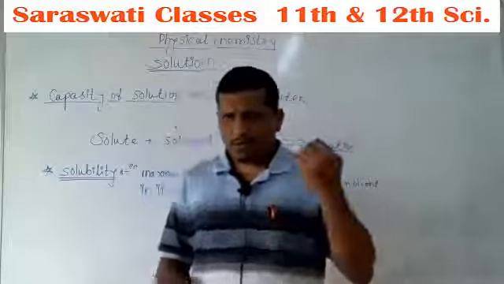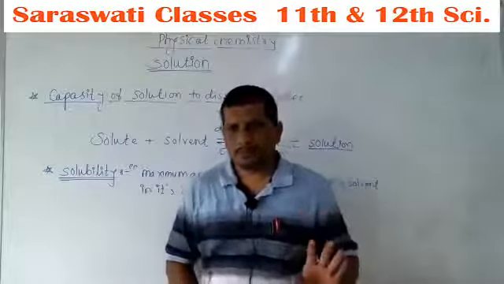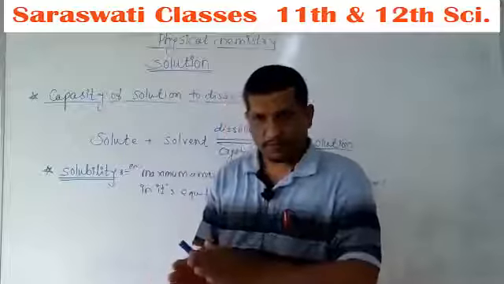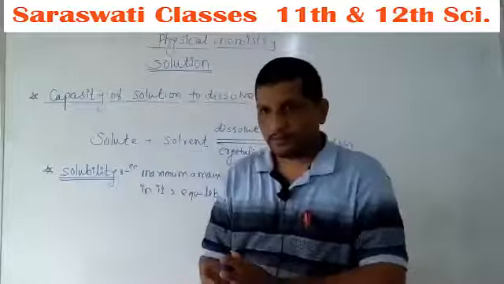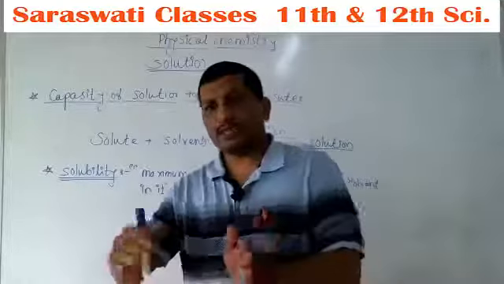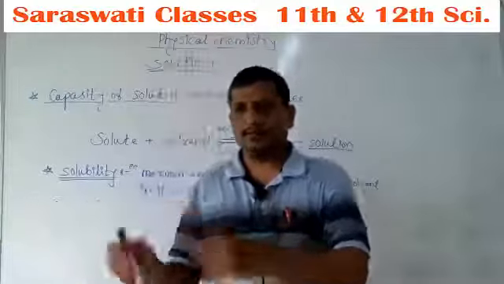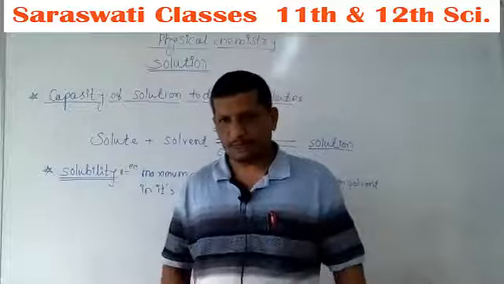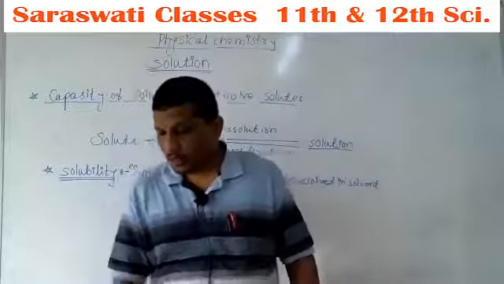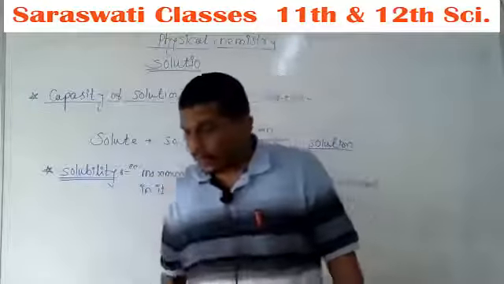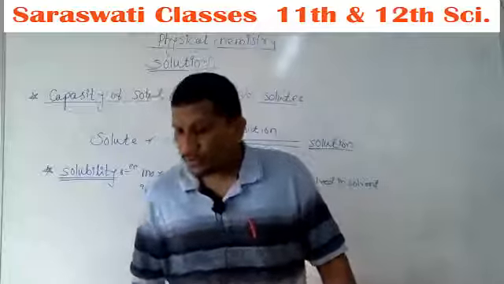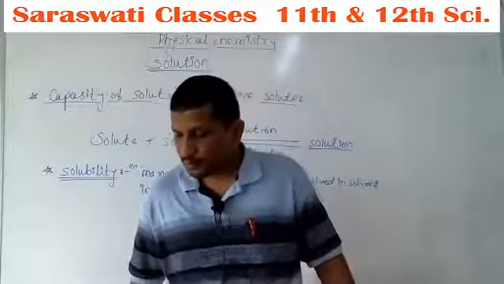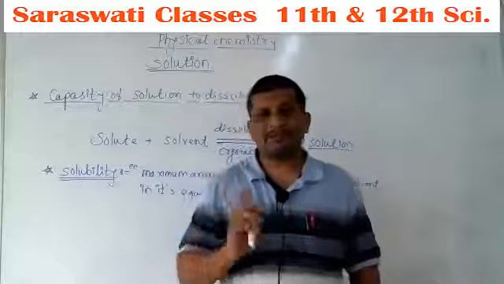Whatever type of solute dissolves in the solvent, the capacity of the solvent to dissolve up to its equilibrium point, meaning the saturated point, is called solubility. Another definition: solubility of a solute is its amount per unit volume of saturated solution at a specific temperature.